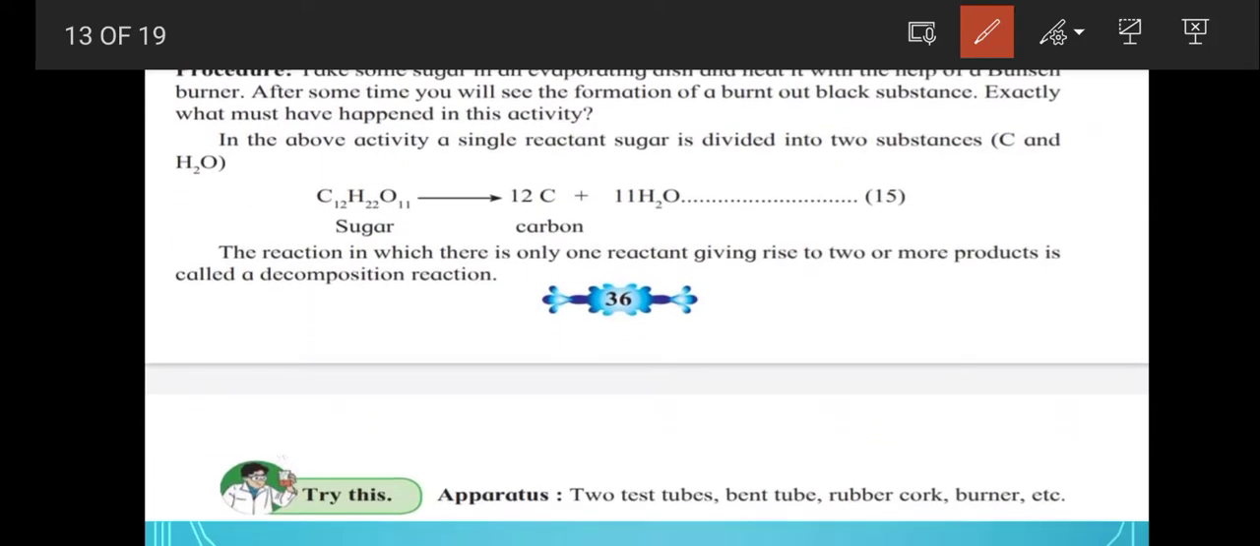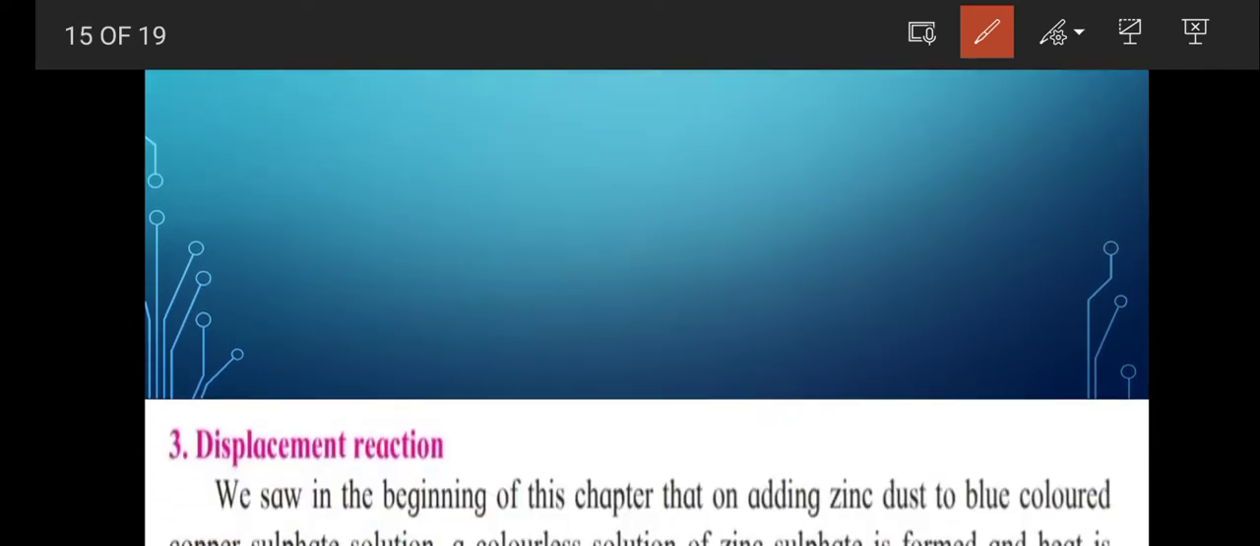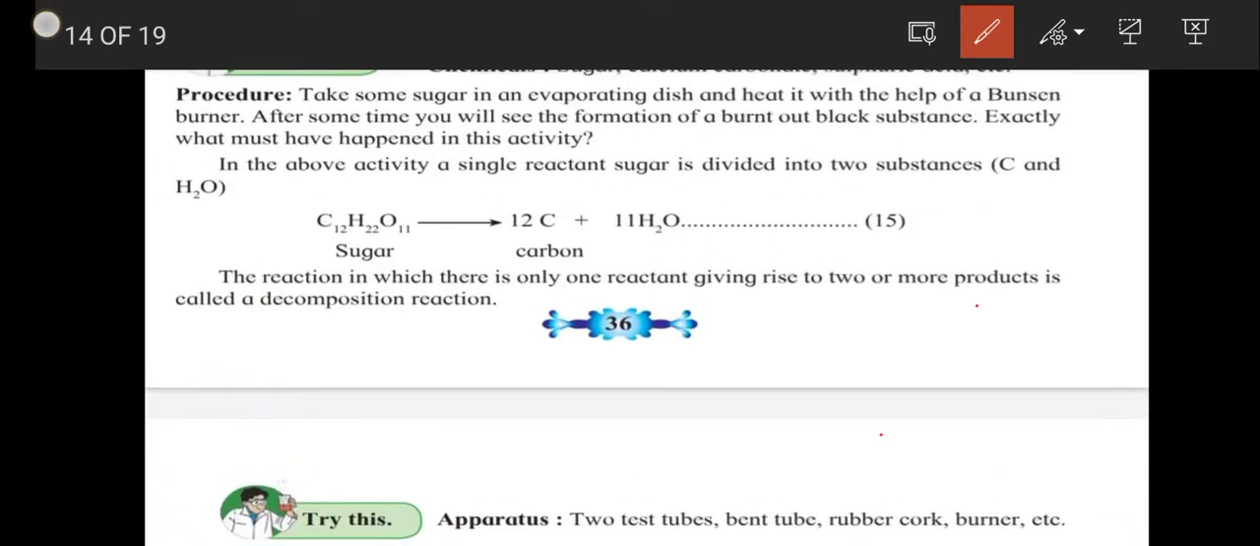Now next one is the decomposition reaction. What is the definition of the decomposition reaction? The chemical reaction in which two or more products are formed from a single reactant is called the decomposition. What they are saying? Decomposition reaction is the reaction in which two or more products are formed from a single reactant. Means what? वहाँ एक ही reactant रहता है.